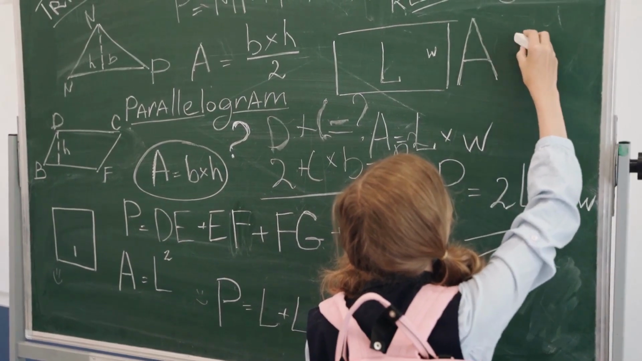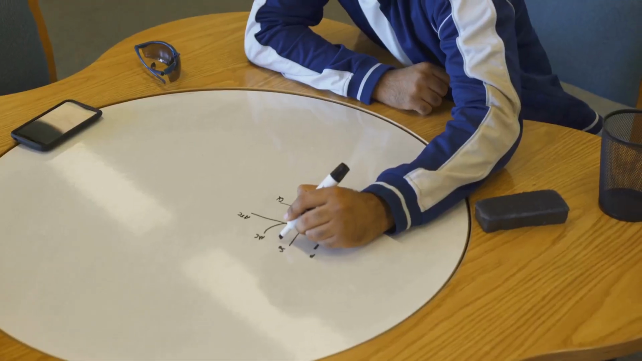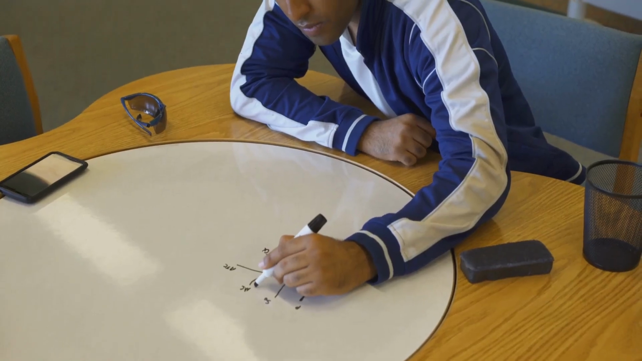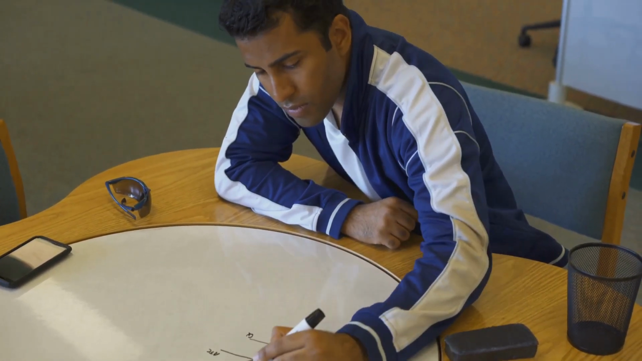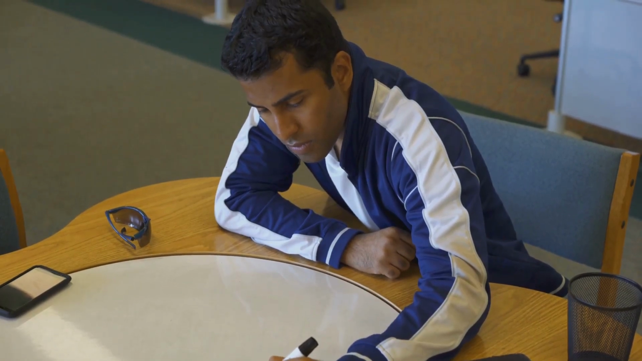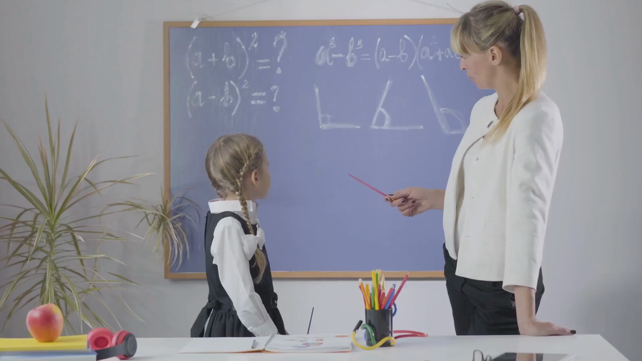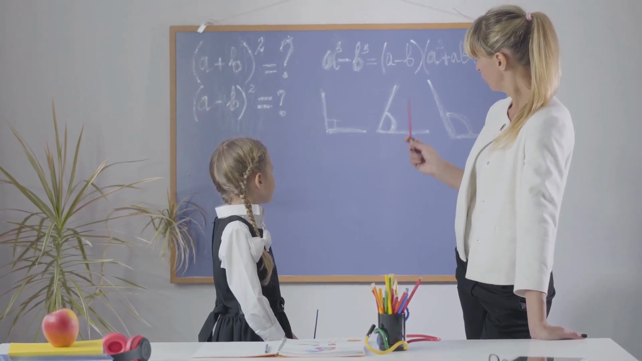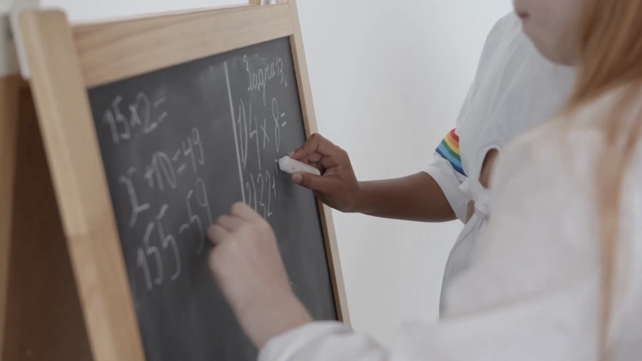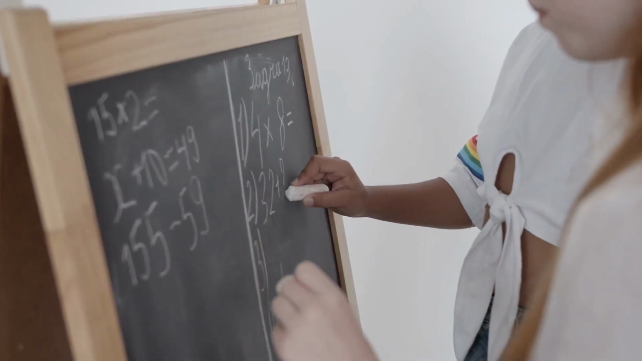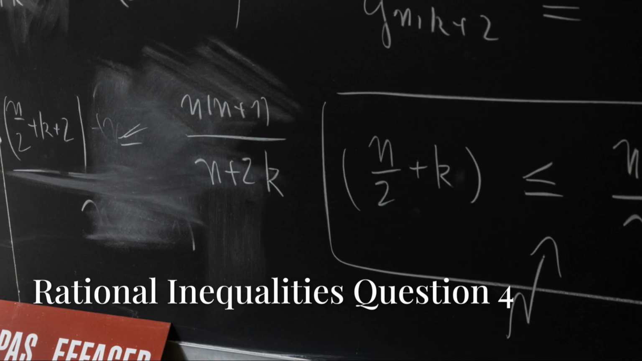Next, we distribute the 4 on the right side, x plus 2 equals 4x minus 12. Now we will isolate x by moving all terms involving x to one side and constant terms to the other side. x minus 4x equals negative 12 minus 2. This simplifies to negative 3x equals negative 14. Now, divide both sides by negative 3. x equals the fraction 14 over 3. Thus, the solution to the equation is x equals 14 over 3.